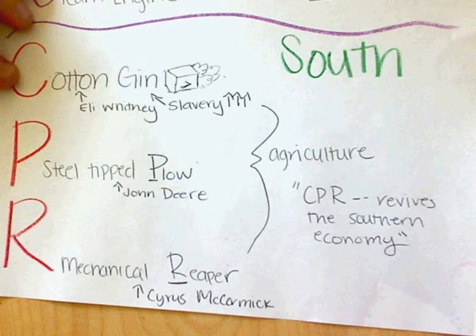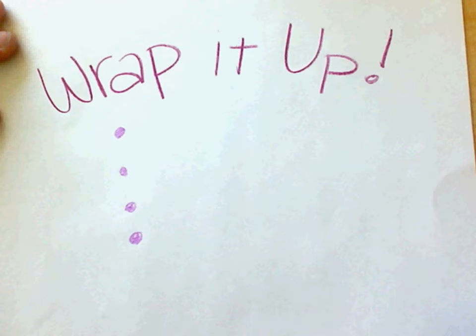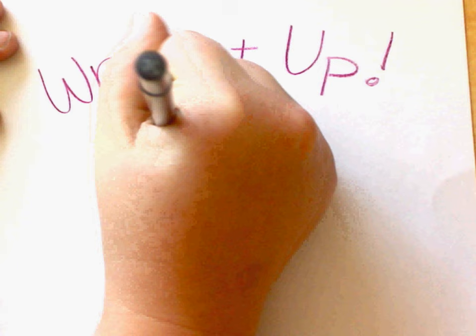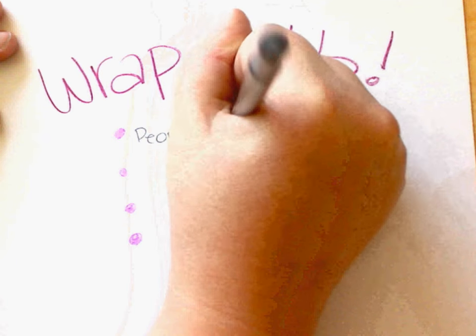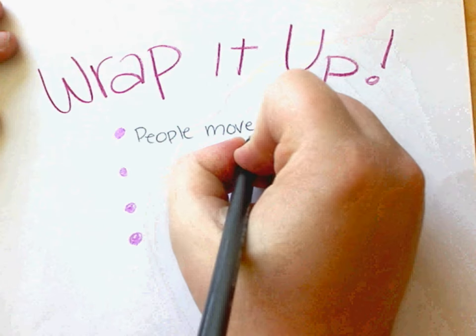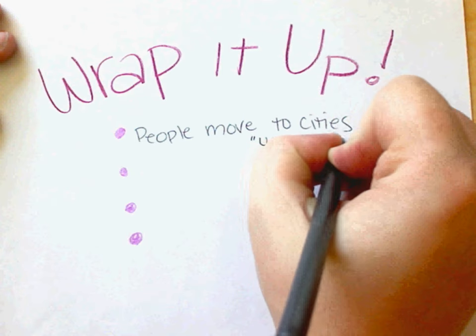Okay, so to wrap it up. And look, I have a paper that says wrap it up. If you want to flip over your other paper and write wrap it up on it, go on ahead. Now, to wrap it up, a few things that I feel like are important for you to note. People are moving to cities. In the North, people move to cities. And what do we call this? Urbanization, because urban means city. So think cityization.